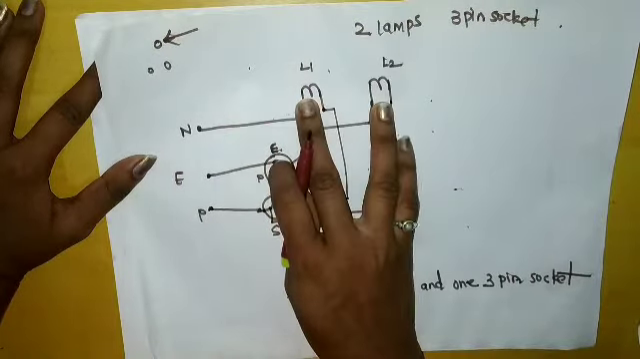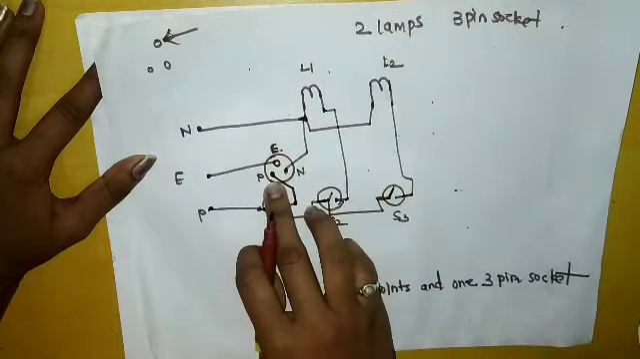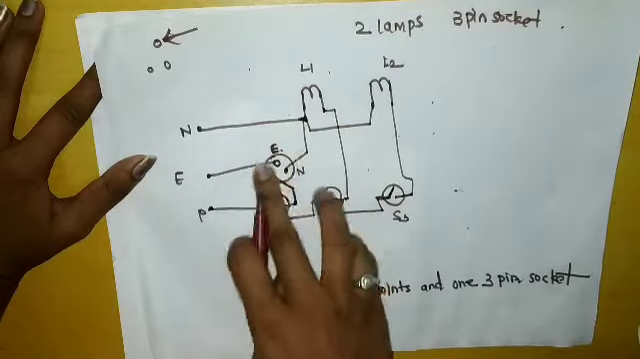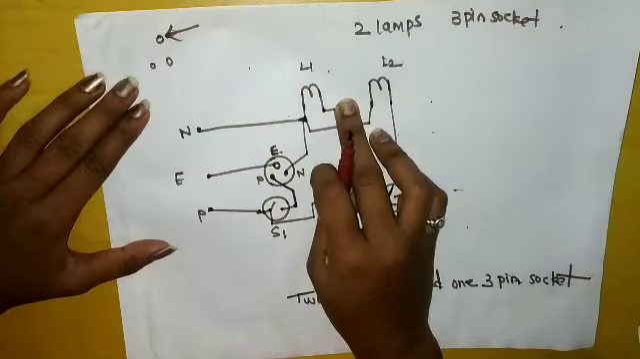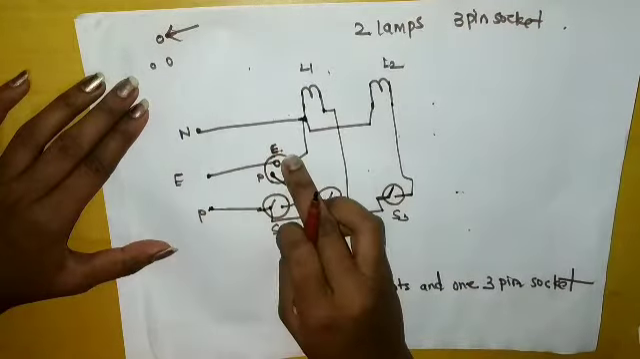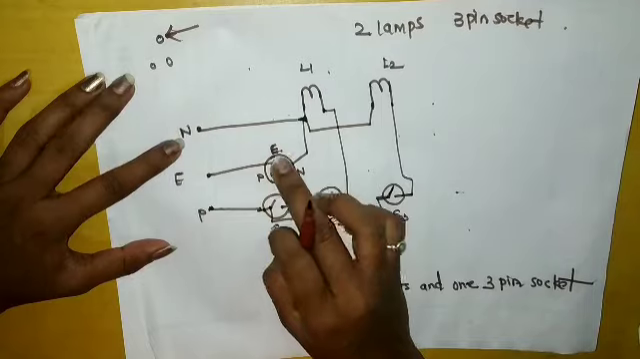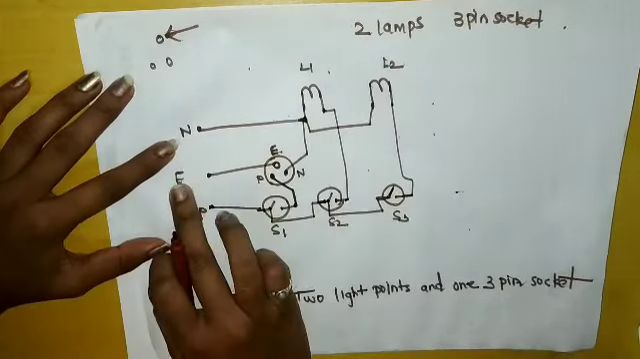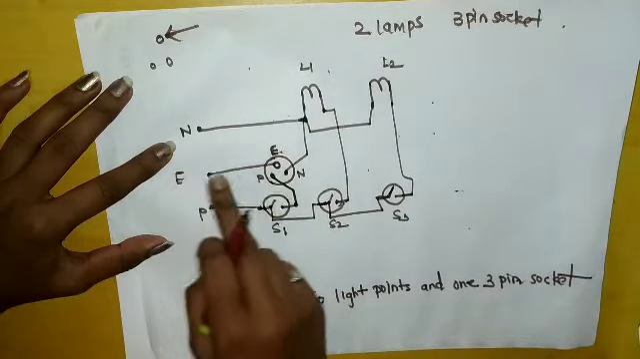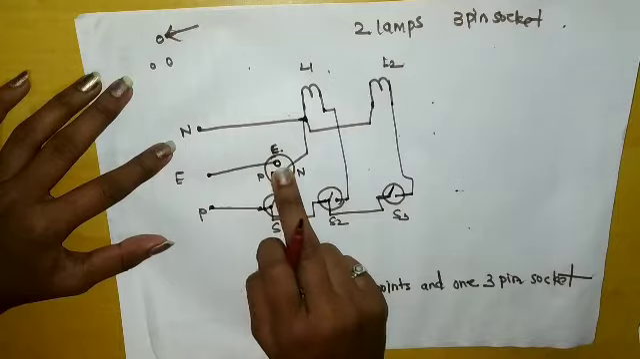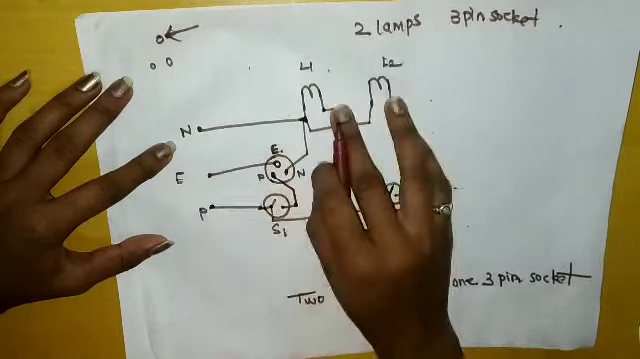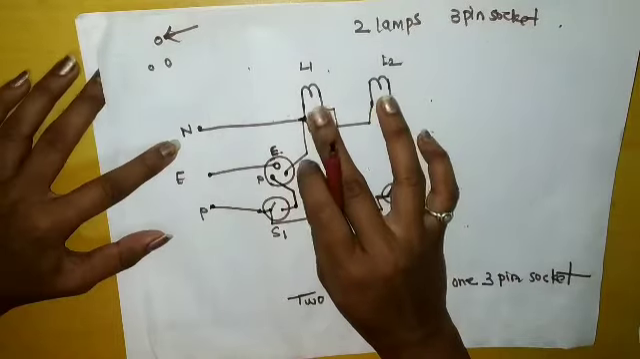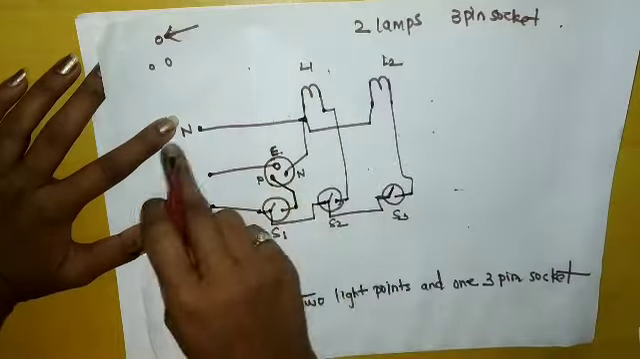So first we draw here 2 lamps and we have drawn here 1 3-pin socket. Now for this lamp we require phase and neutral, and for this 3-pin we require phase, neutral and earth point also. So we have provided earth here. From this earth we gave the earth point to this 3-pin socket, and for these lamps we always connect the appliance to the neutral.